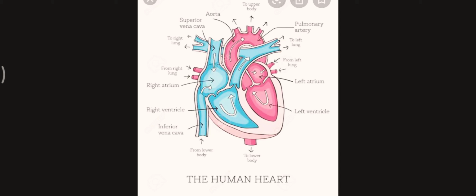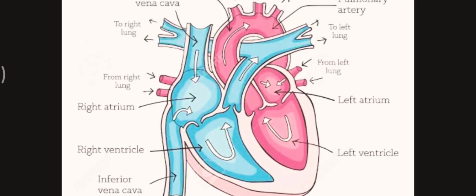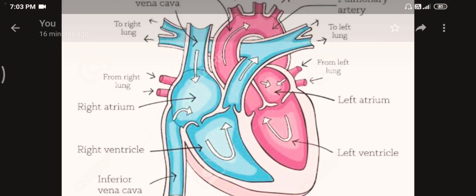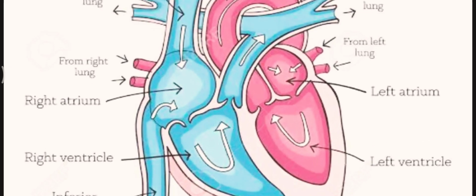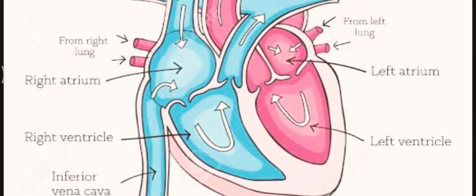Now let us see the details about the heart. The heart is divided into two parts, left side and right side. The left side of the heart is related to oxygenated blood and the right side is related to deoxygenated blood. The upper chamber of the right side is known as the right atrium and the upper chamber of the left side is known as the left atrium. In the same way, the two lower chambers are labeled as the right ventricle and left ventricle of the corresponding sides.